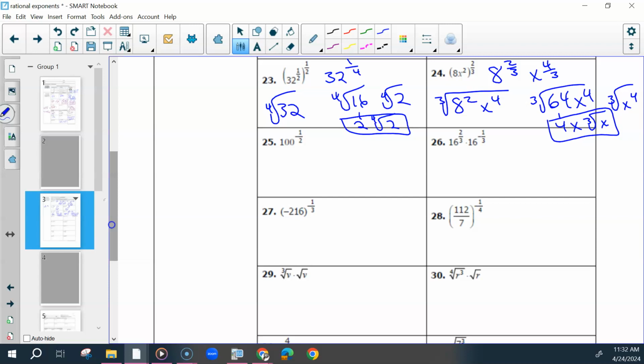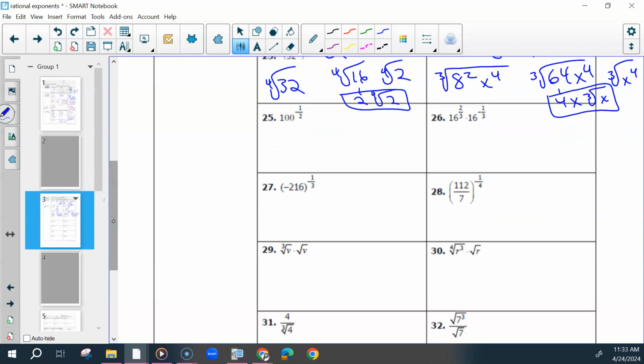Okay. 25, 26, 27, and 28 all have a negative in front. It just looks like a longer fraction mark. So we'll do a couple of these, starting with 25. Think about your negative exponent rule. What does that tell you to do? Yes, flip it. So that would be 1 over 100 to the 1/2.